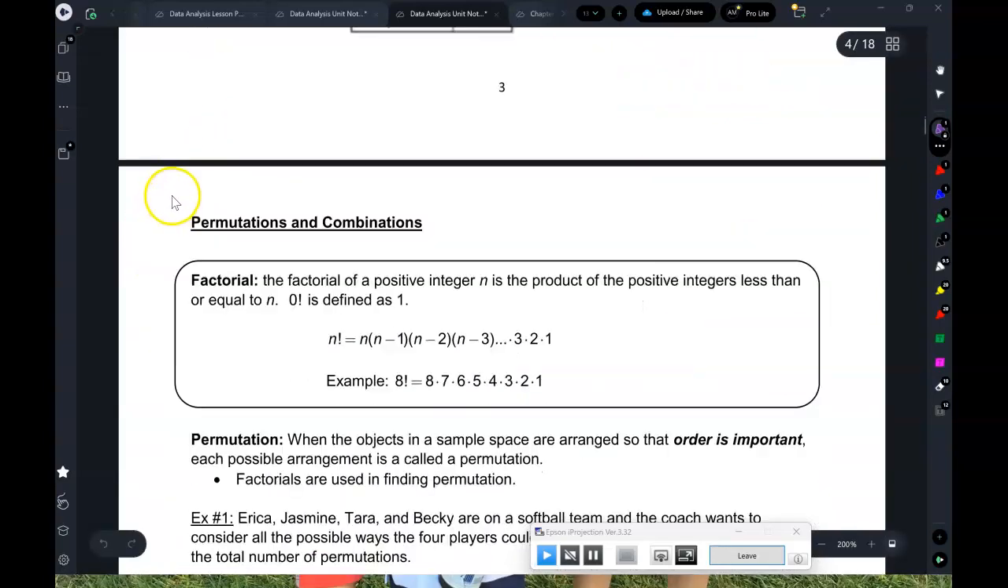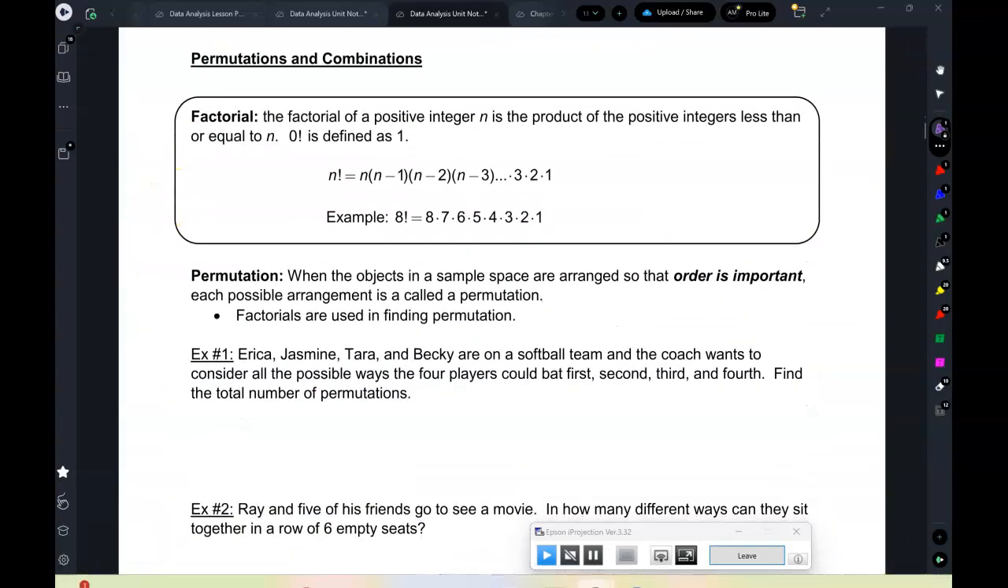Right, so here we're going to talk about what we call permutations and combinations. Okay, so first of all, let's talk about everybody's favorite, a factorial. A factorial is an operation in math, and its symbol is an exclamation point.